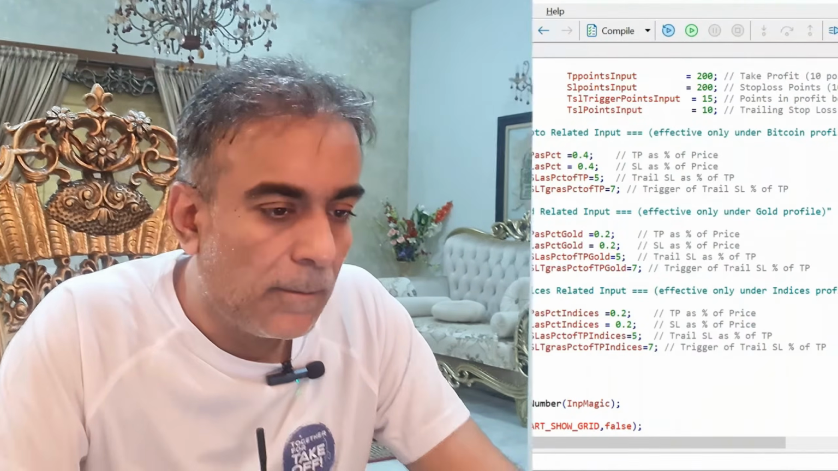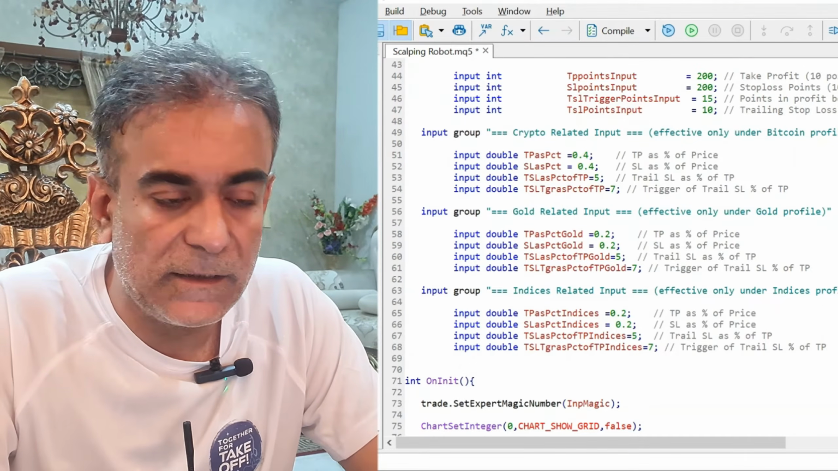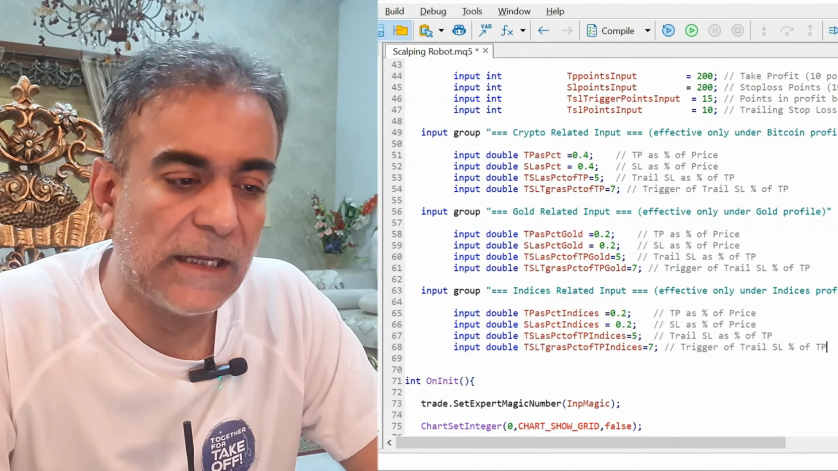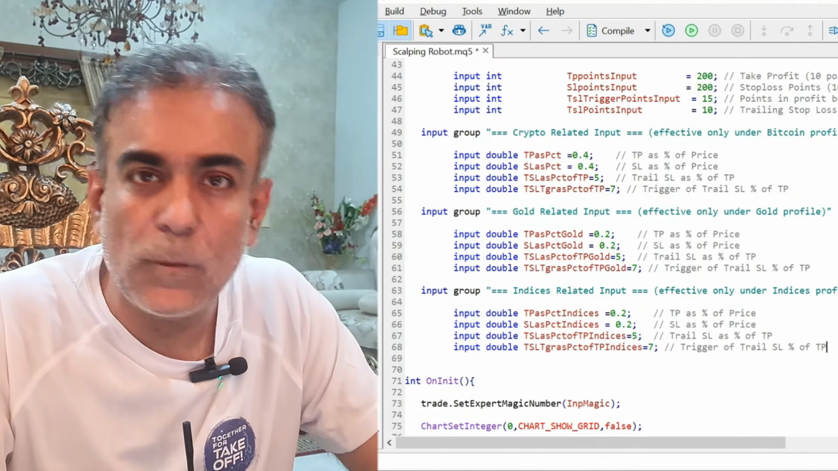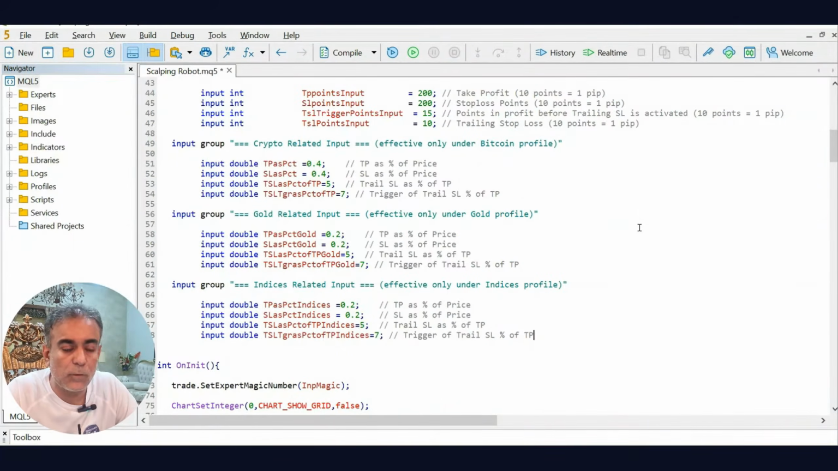Now, the reason I'm creating these different profiles, you can keep it under one because the logic is exactly the same. So you can keep it under one. But I'm creating it separately because I like to keep track of what the percentages are, and if I want to change, and once I have found something which works on gold, or which works on indices, or which works on crypto, I don't want to have to remember it and change it every time that I apply it. So I'm creating 3 different profiles.